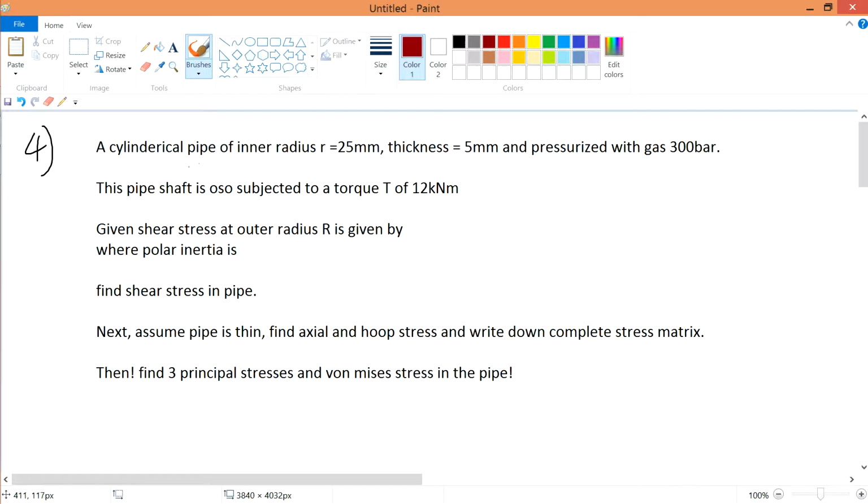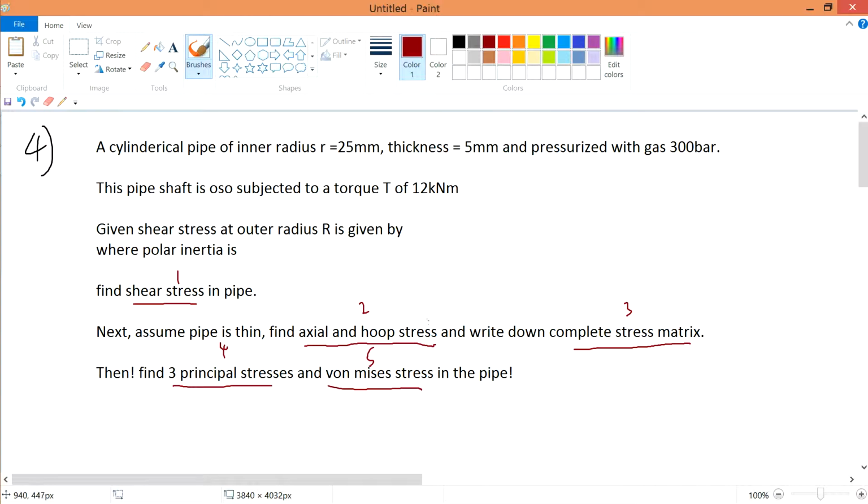The cylinder pipe has certain properties, and the pipe is described further. But I just want you to know that we are required to find the shear stress, the axial and hoop stress, and then form a complete stress matrix. Then find the principal stress and the maximum shear stress. So in total, there are 5 things to find.